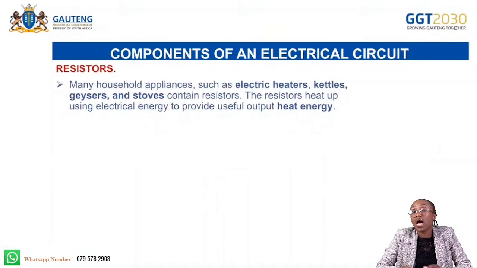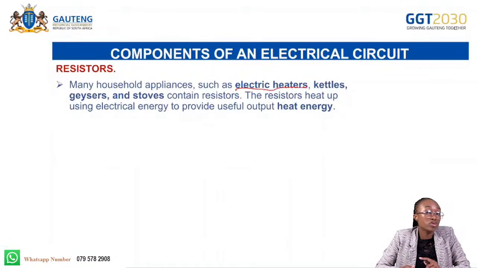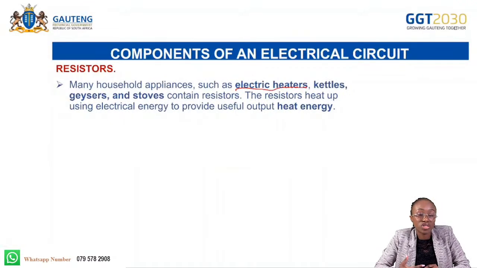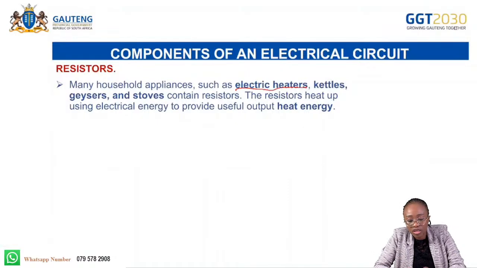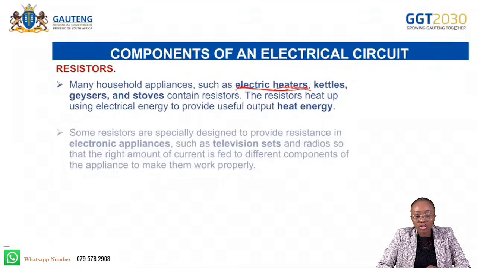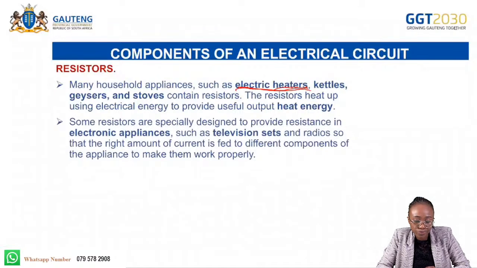So it's not just the light bulb that is a resistor. Many other household appliances do offer some resistance, like electric heaters. Remember, resistors oppose the flow of current, and as current is trying to move, it's going to give off heat. So this is where the plan for electric heaters comes through, and kettles to boil your water for your tea, geysers to warm water before you bath, and stoves to heat up and cook your food.